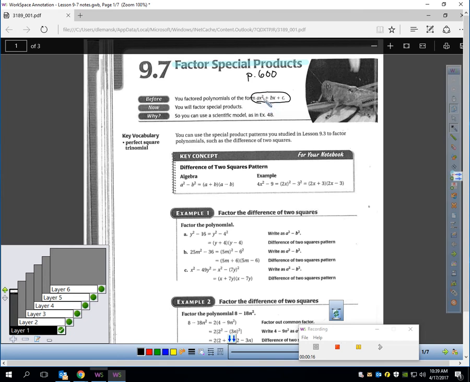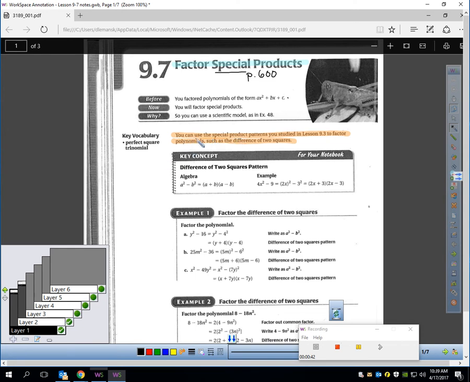If A is 1, you've got to figure out what times what is C and adds to B. If A is something other than 1, then you have to use the Brooklyn method. Now, the word special means shortcuts again. So instead of doing the work, if we can picture or see these shortcuts, we can do the factoring in a lot quicker manner. Now, there are two special cases today that we're going to cover.